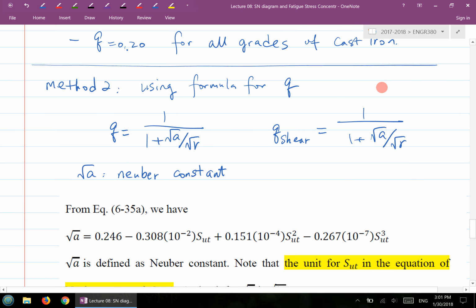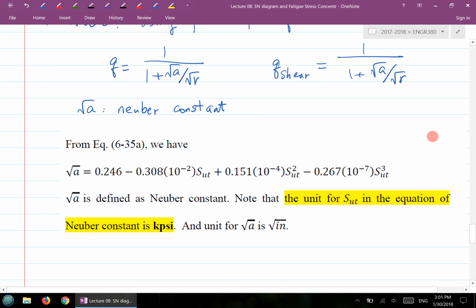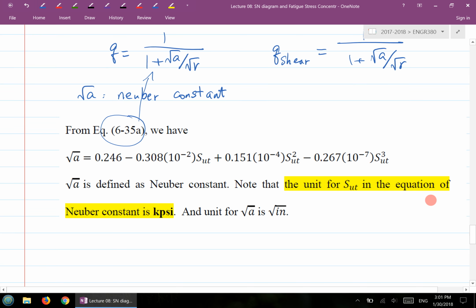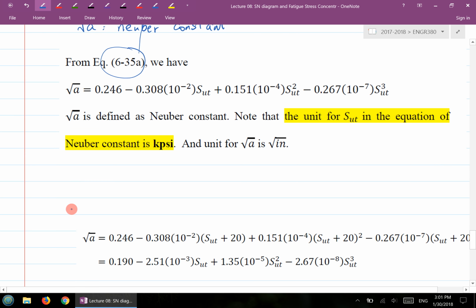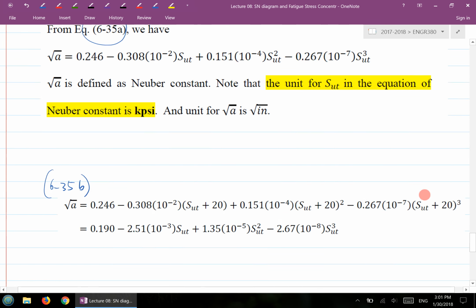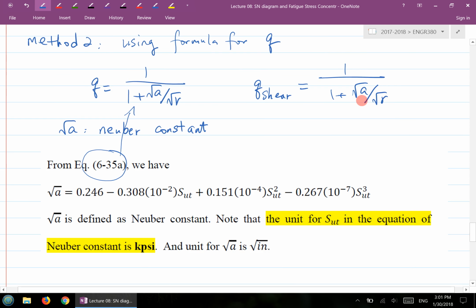So this is root A. It's called a Neuber constant. How do we calculate this root A? It's a fairly long formula. It's given in my lecture notes, also in the textbook. There are two equations. One is 6-35A, which is for the Q here. And then this one here is 6-35B, I believe. This will be for the Q shear.